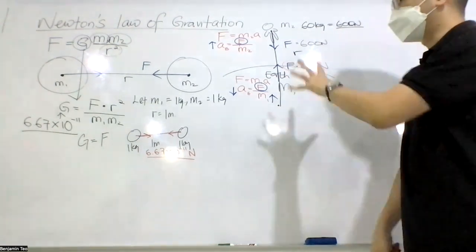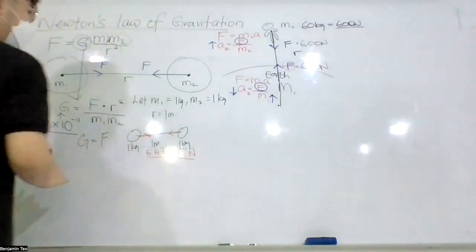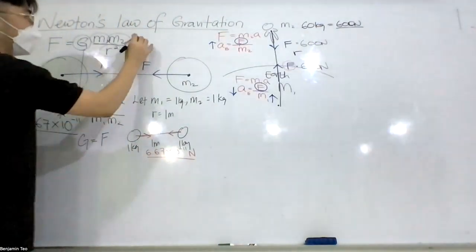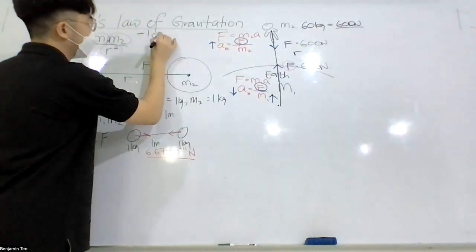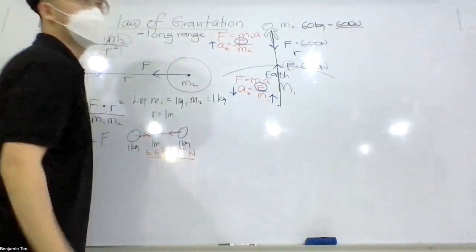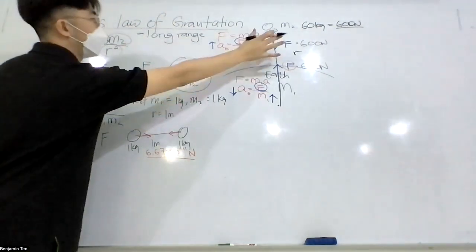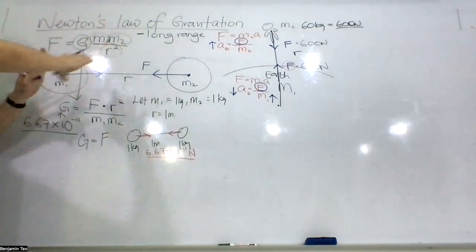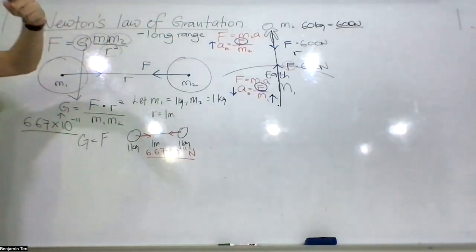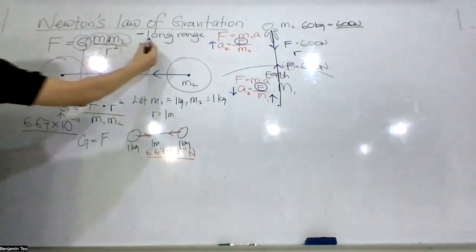All right. Now, the nature of gravitational force is that it is a long-range force. If the question asks you to describe the nature of gravitational force, you need to be able to describe it. First, it is a long-range force. It can stretch very far. The sun can attract all 8 planets very far away.